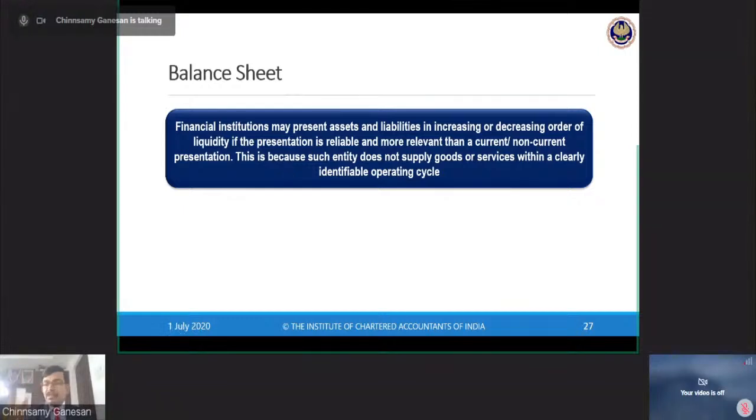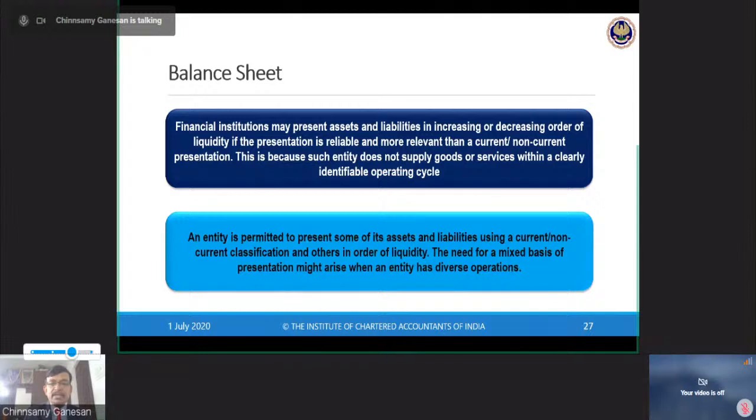When you are doing it for an NBFC, there is Division 3 which is prescribed, and there is a format prescribed by Division 3 of Schedule 3 which follows the liquidity basis of accounting. So if it is an NBFC, you use the liquidity basis. If it is a non-NBFC, you will use the non-current, current classification. That is what Schedule 3 is requiring us to do.